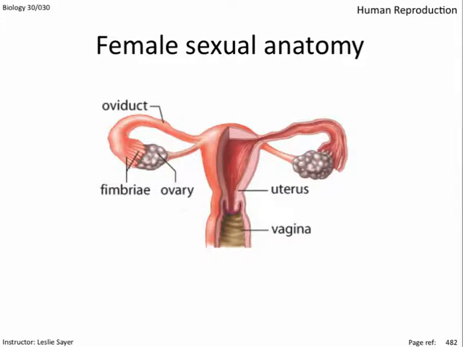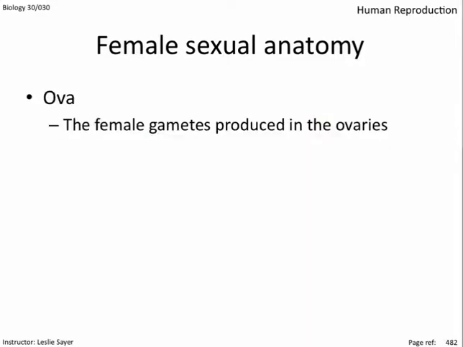Again, like the male reproductive anatomy, this picture shows there is some symmetry. 2 ovaries, 2 oviducts, 1 uterus. So the ova, the female gametes, are produced in the ovaries.